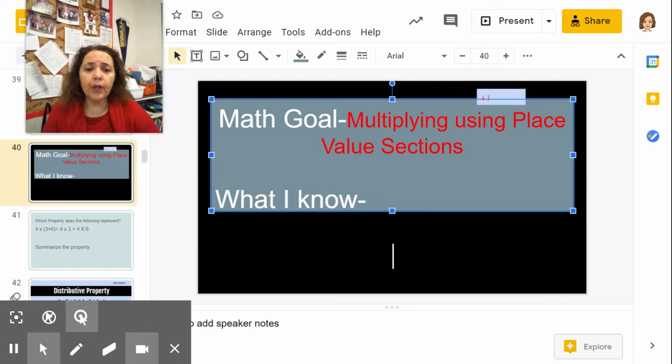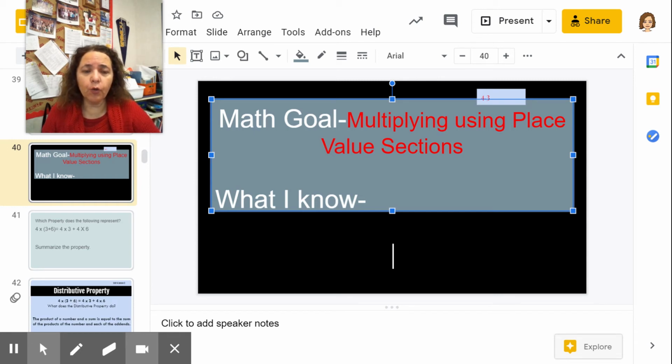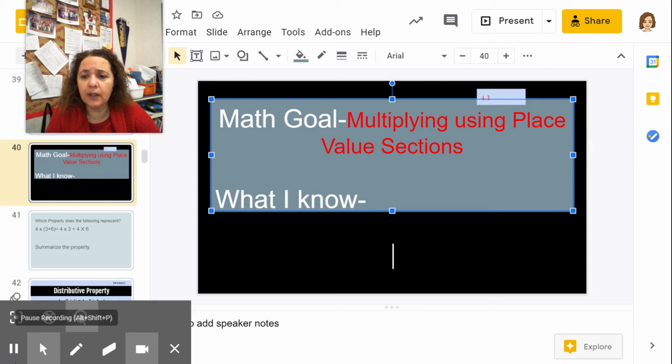All right, so we are on lesson 3 of unit 4, so 4-3. We are going to be multiplying using place value sections. So write down anything you remember from 4th grade about place value sections, because I know you did learn how to multiply in 4th grade using place value sections. Then come back to me.